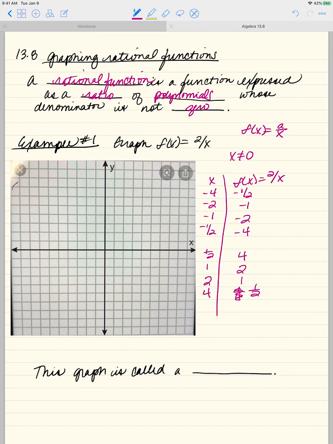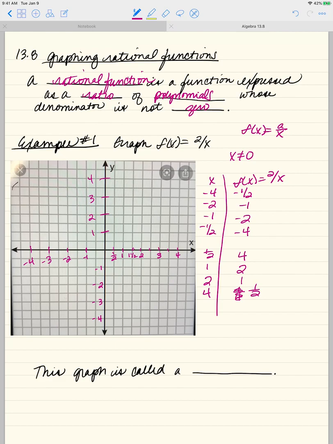My grid lines are going to be each worth a half. Okay, so this is 1, 2, 3, 4, -1, -2, -3, -4, and 1, 2, 3, 4.